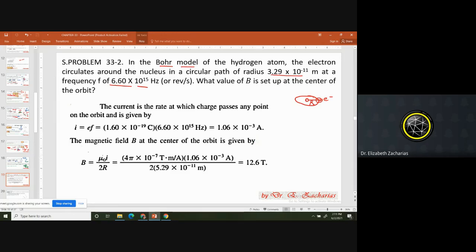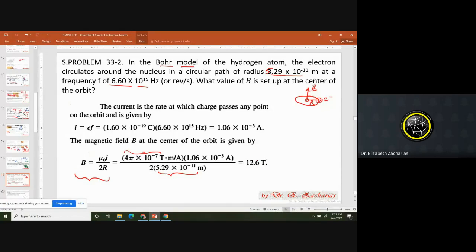Okay. So what is the equation? The equation is mu naught I by 2R for the magnetic field at the center of a current loop of radius R and carrying a current I. R value you already know. It is 5.29 into 10 to the power of minus 11 meter. Oh, sorry, I made a mistake there. Mu naught is 4 pi into 10 to the power of minus 7 Tesla meter per ampere. So that also you write.